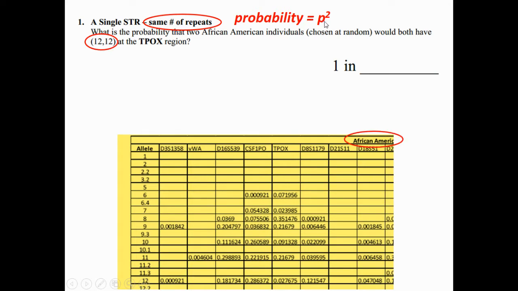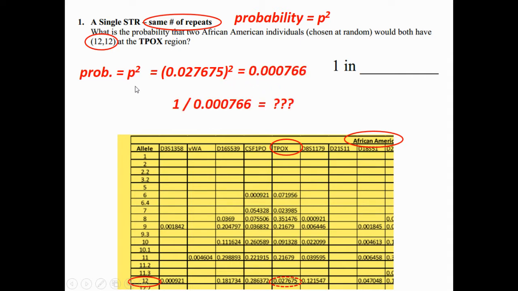Okay, so now let's make sure we're looking at the African American individual data chart in your reference tables. Then we're going to be looking at the region TPOX, so we're going to be looking in this column. Then we go down here to the 12 repeats in the allele column. That brings us to the TPOX region column at row 12. So our p-value is 0.027675. We plug it into the formula, and the probability, p squared, is that number squared. We do the math in your calculator, and you get 0.000766.